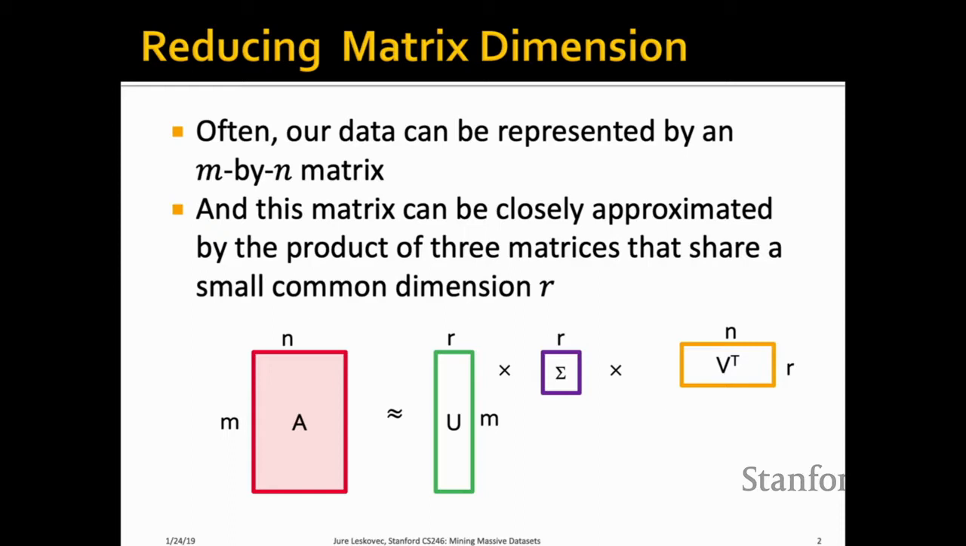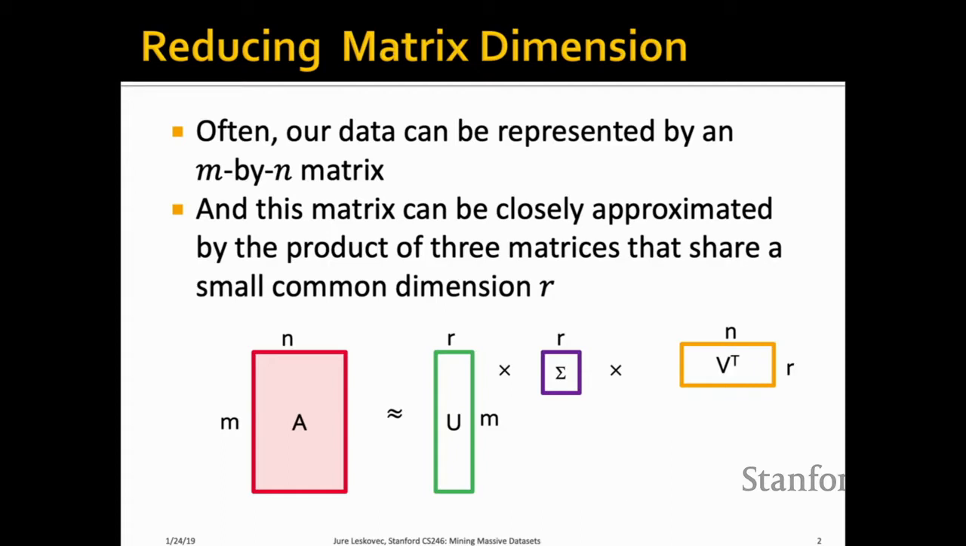Right? We can often take data and represent it as a big M by N matrix where we have M rows and N columns, as we did with the earlier examples. And the idea is that this matrix can be closely approximated by a product of matrices that share a small common dimension R.